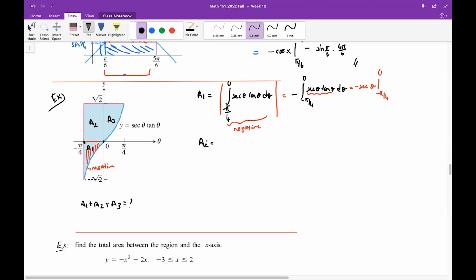Now let's compute A2. A2 is simple. It is a perfect rectangle, right? This base times the height, right? The base is pi over 4 times the height of it. You see the height is square root 2.